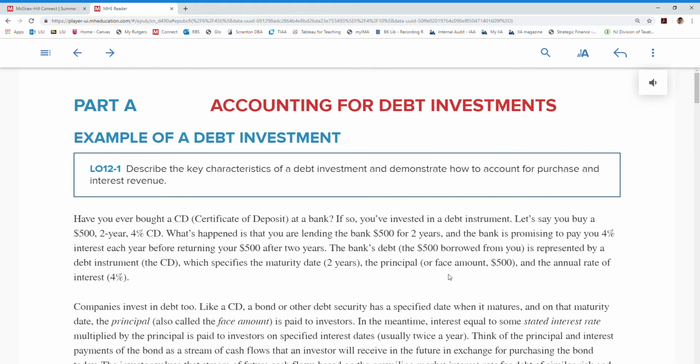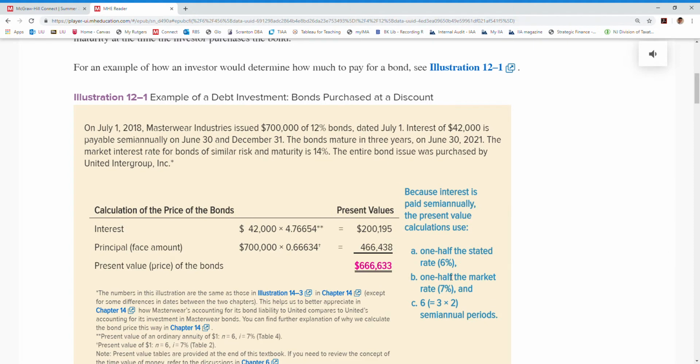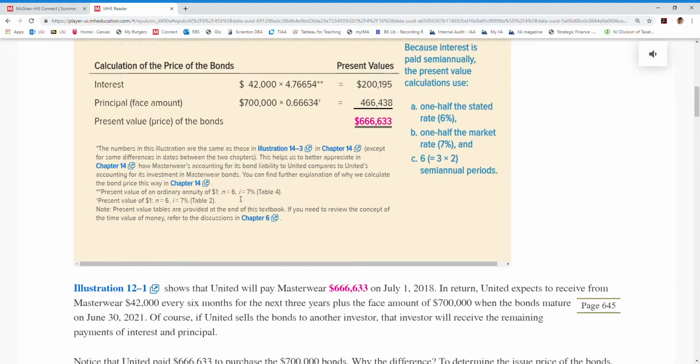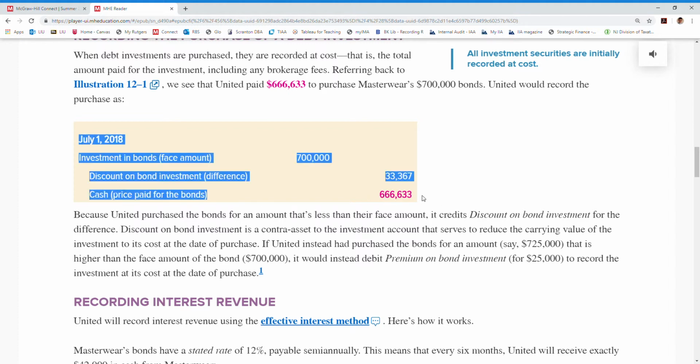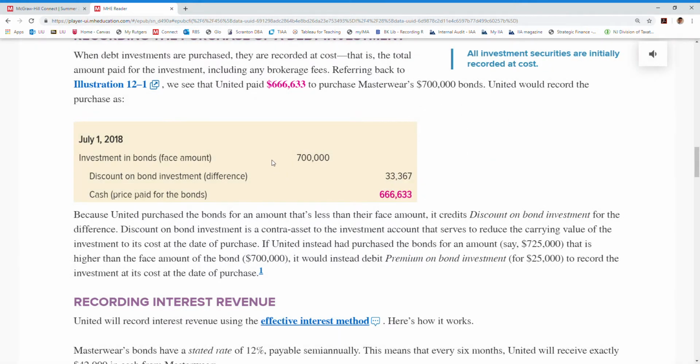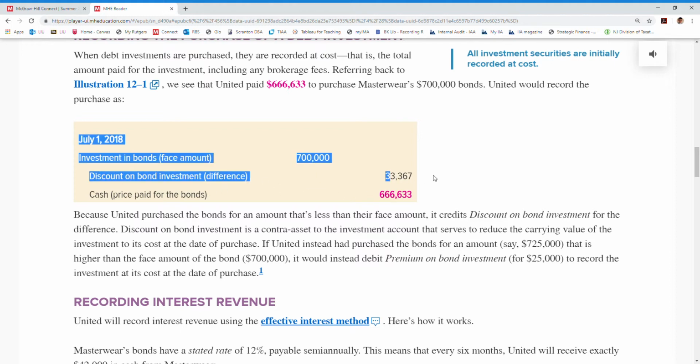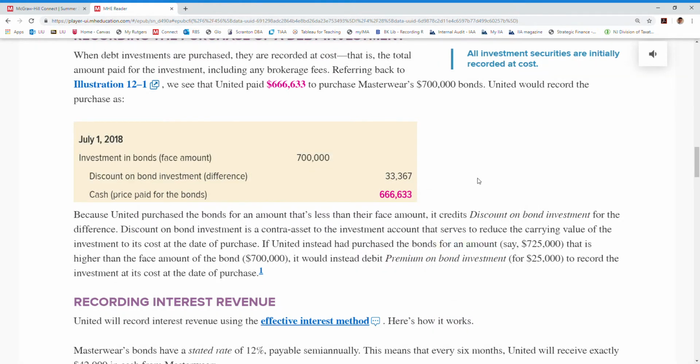That's something we're going to go over in the next video, but I just want to go over the main terms again. First, when a company makes an investment, it records the entry as cash paid, which is the present value, the fair market value of the bond. It records a debit for the face amount, and it records a discount of the difference, right?